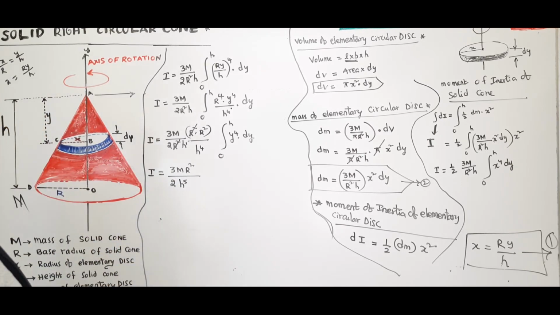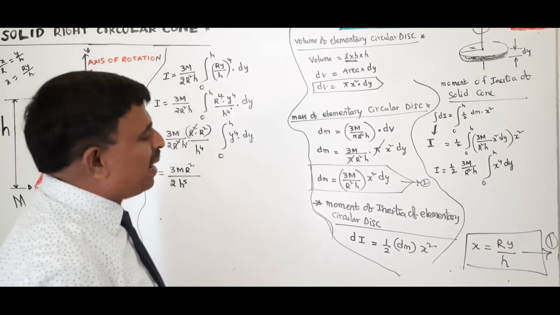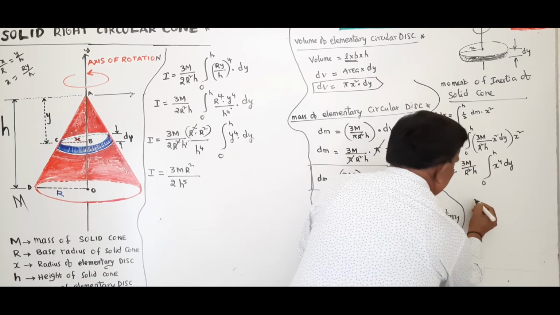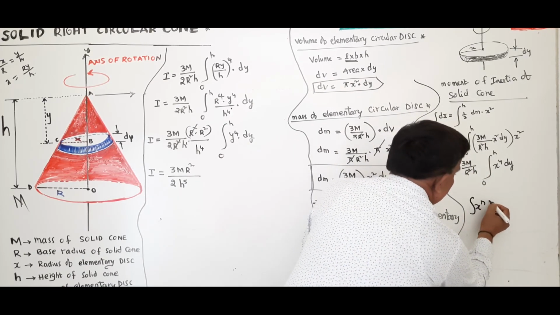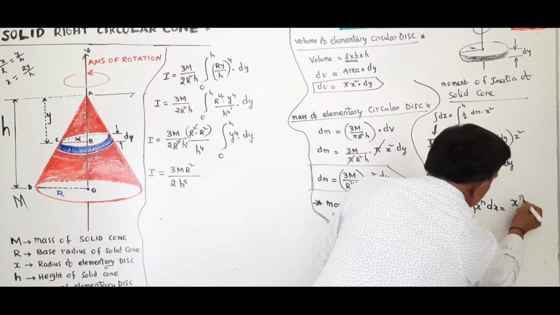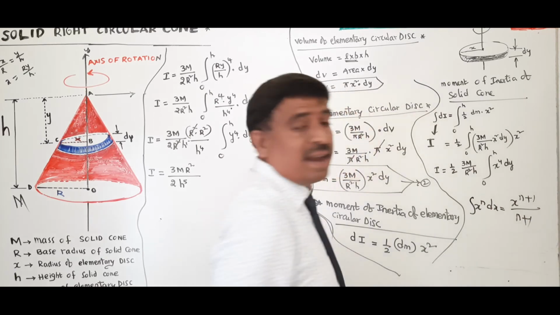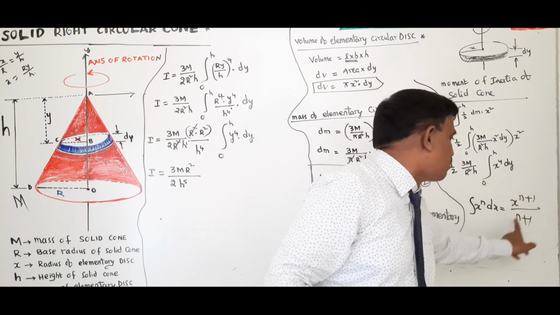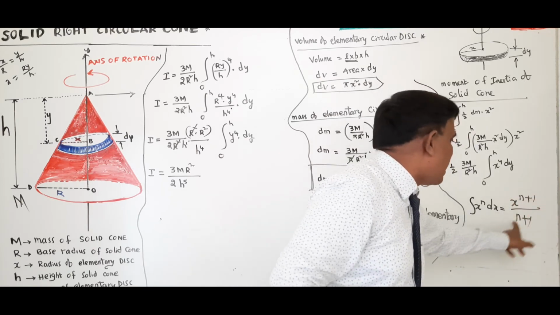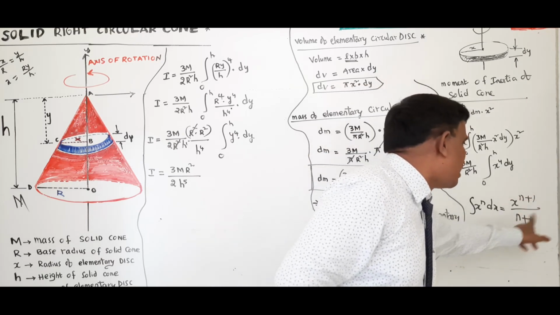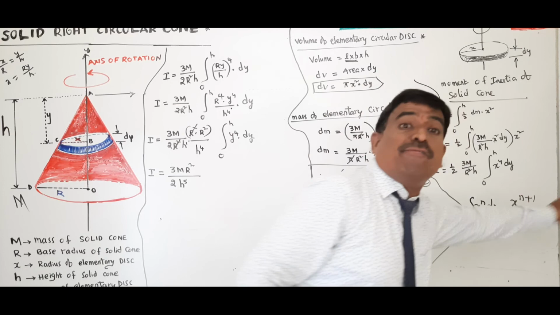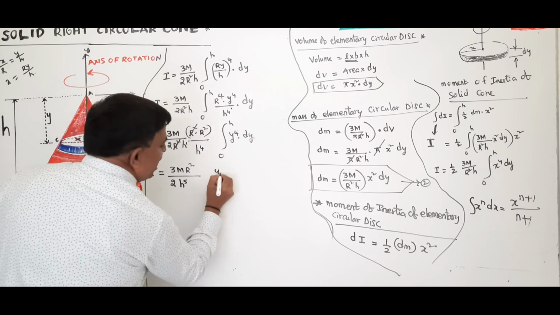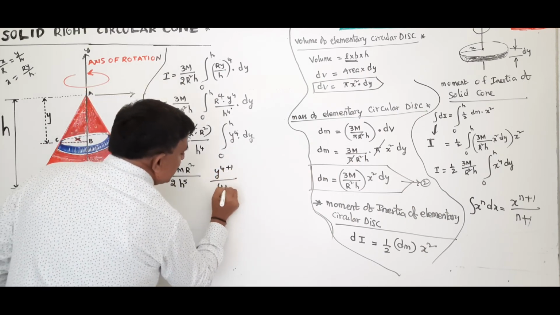In mathematics, there is one formula. The formula is integral of x power n dx is equal to x to the power of n plus 1 by n plus 1. X power n means n plus 1 by n plus 1. X power 2 means 2 plus 1 by 2 plus 1. X power 4 means 4 plus 1 by 4 plus 1. Similarly, integral of y power 4 can be written as y to the power of 4 plus 1 by 4 plus 1.